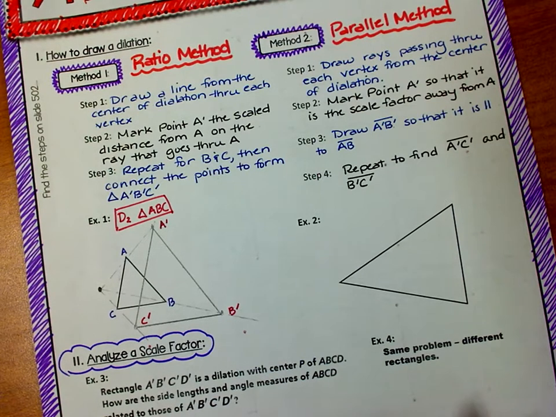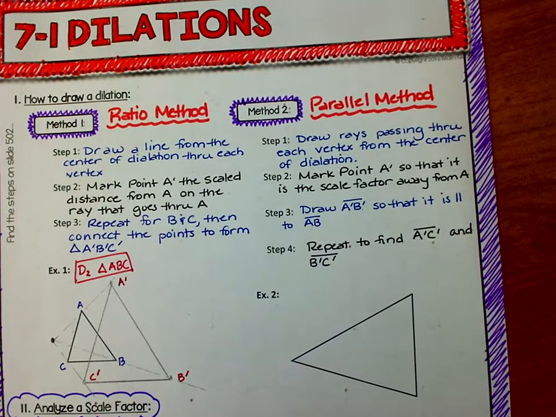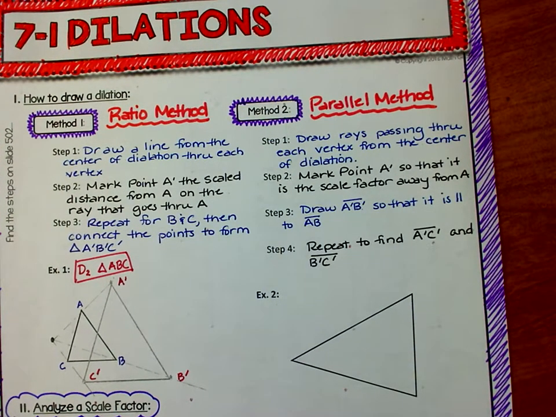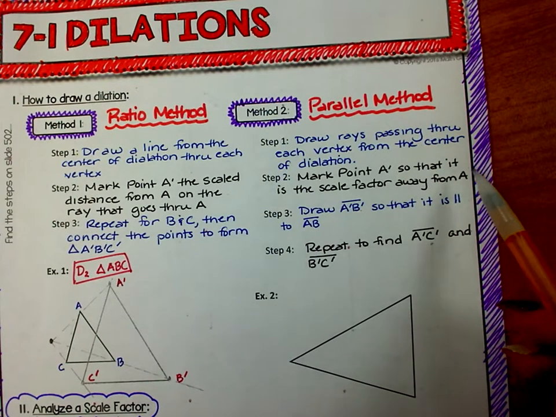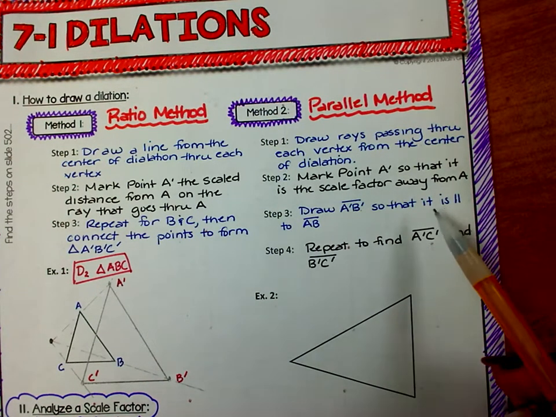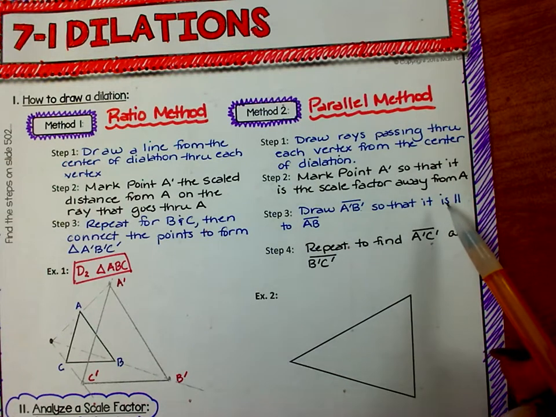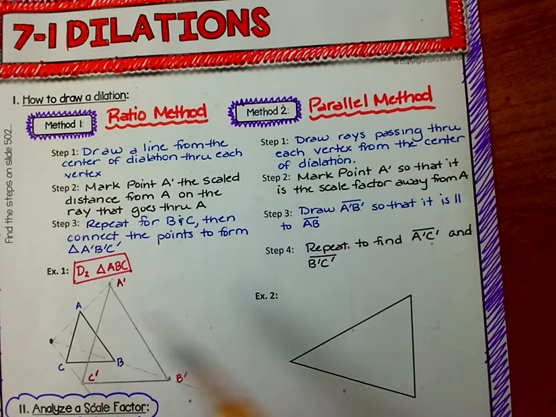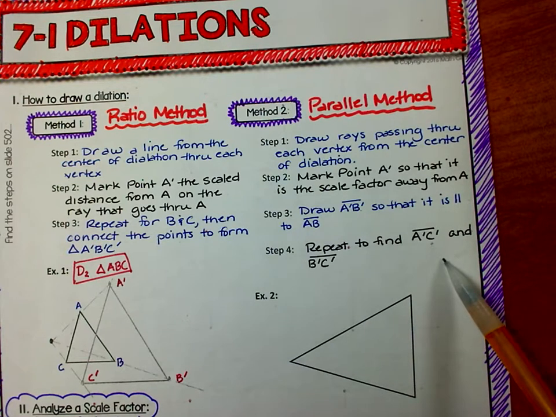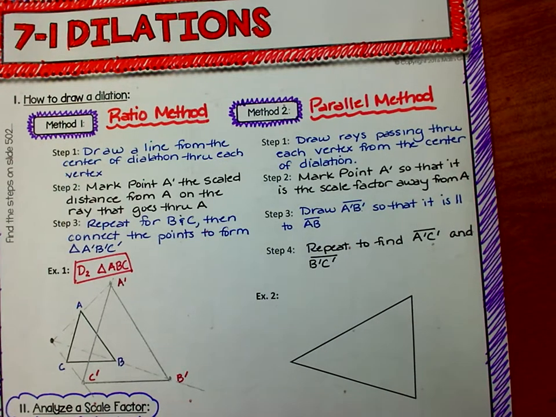Okay, let's take a look at the parallel method. In the parallel method, we are going to start by drawing rays passing through each vertex from the center of dilation. Then we're going to mark point A prime so that it's the scale factor away from A, kind of like we did here. And then we're going to draw A prime, B prime so that it's parallel to AB. And then we're going to repeat that for A prime, C prime, and B prime, C prime.